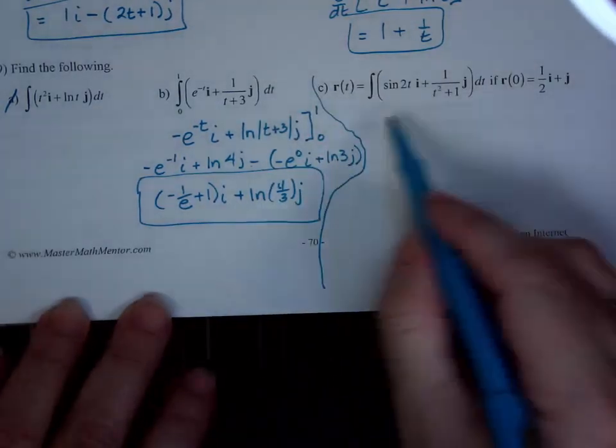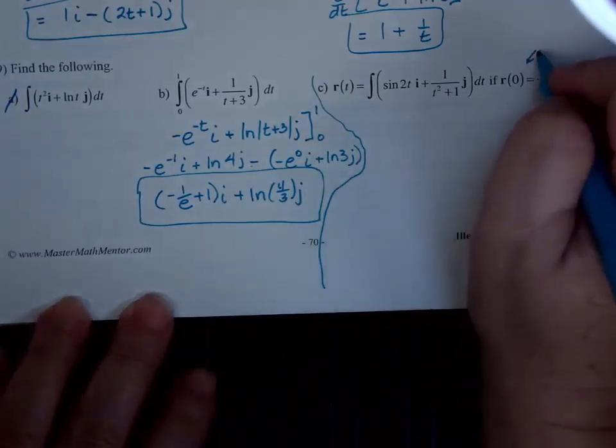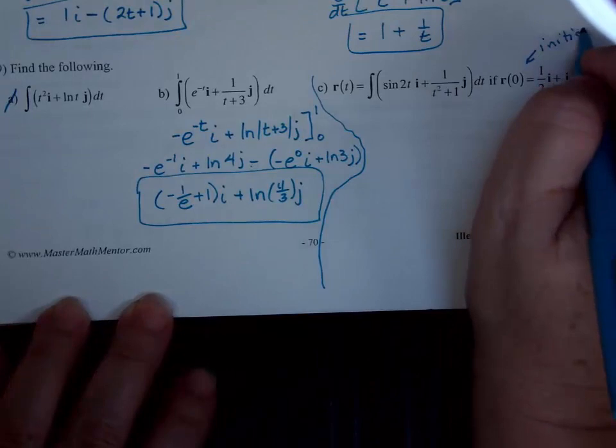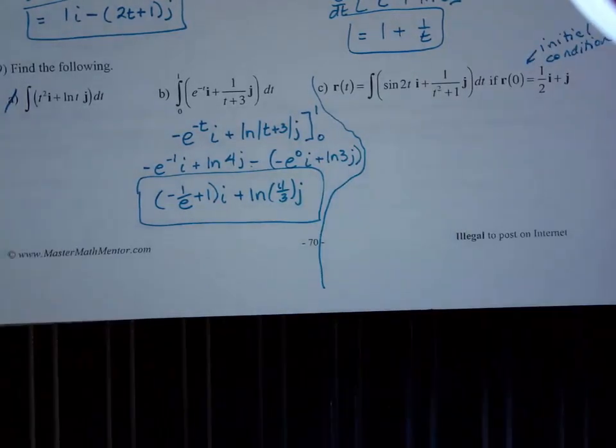Okay. Last problem, and that is finding the indefinite integral of this, if r of 0 is this. This is my initial condition, and this is going to help me find the c values. So we're going to start this one just like we did the other one, but every time we take an antiderivative, we've got to put a plus c on it.